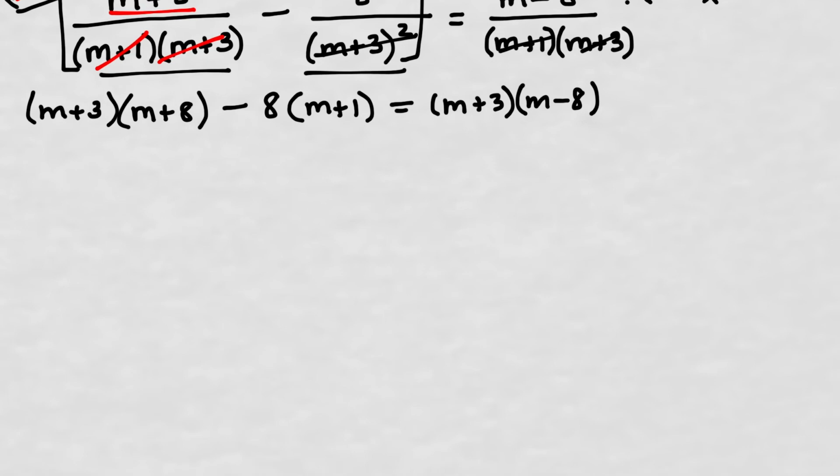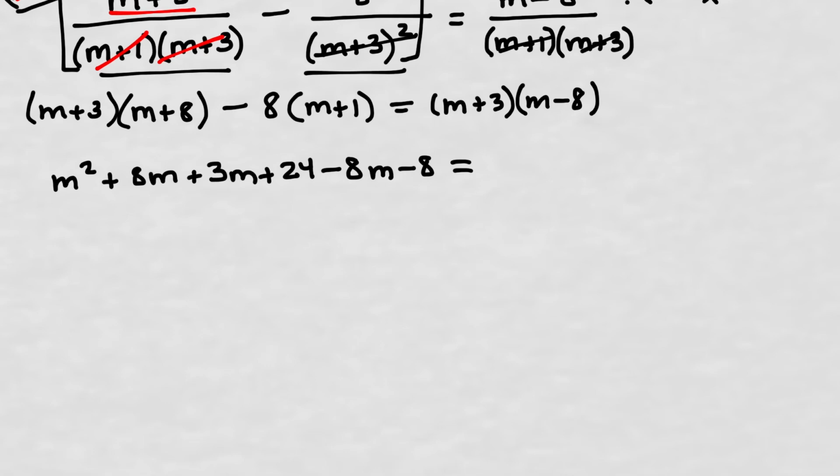And now I'm going to FOIL. M times 8 gives me 8m, 3m, and 24. Distribute the -8. And then FOIL on the right-hand side. It's 24. Okay. I'm going to get all the terms on one side of the equation.